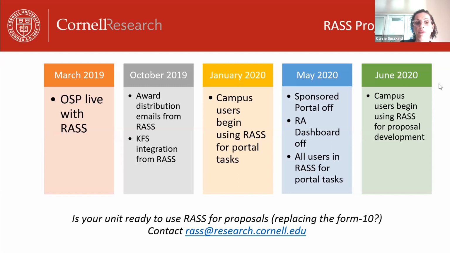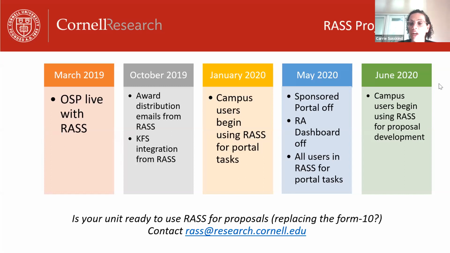So OSP began using RASS in March of 2019 to enter proposal and award data. And we also, at that time, maintained the old system. Starting in October of 2019, we began using RASS and OSP to do the award distribution emails. And we also connected the RASS data to KFS in terms of pulling over that award data. So for the award distribution emails, as an award was finalized, the email alerting you that it was finalized came from the system starting in October of 2019.